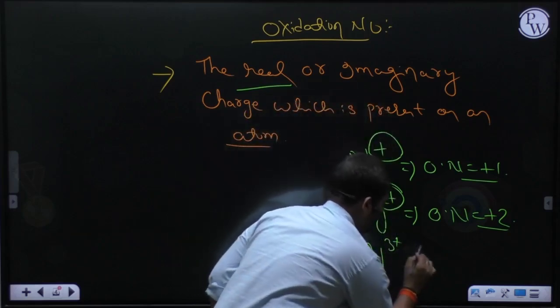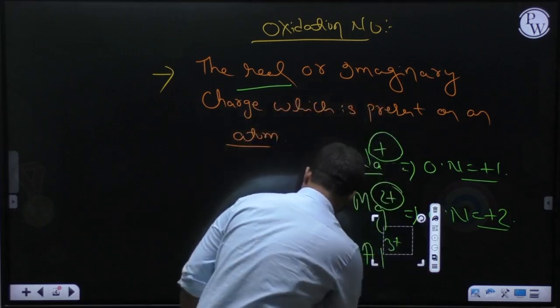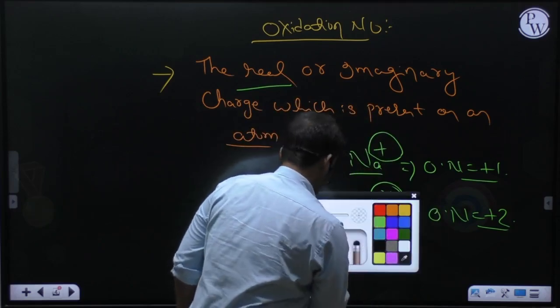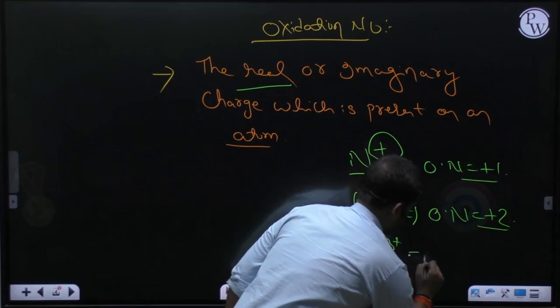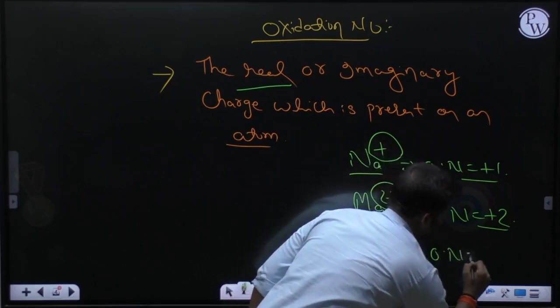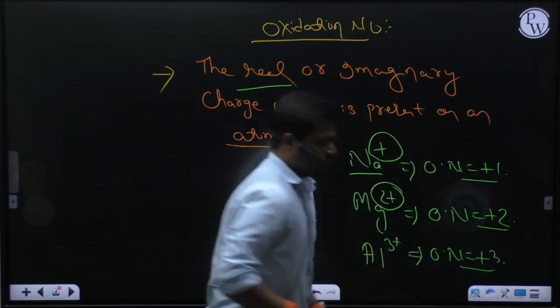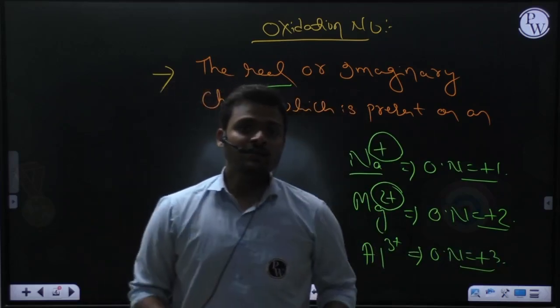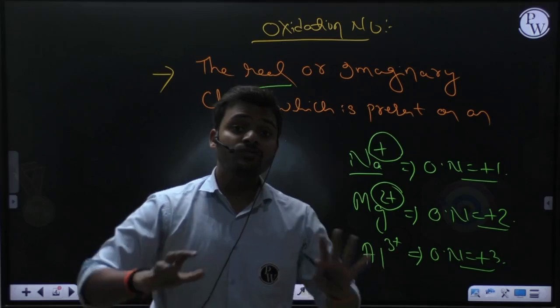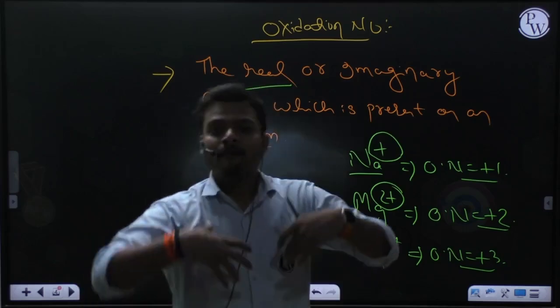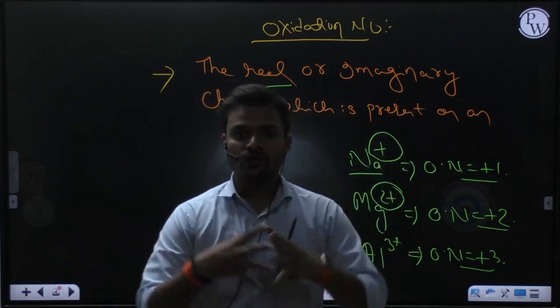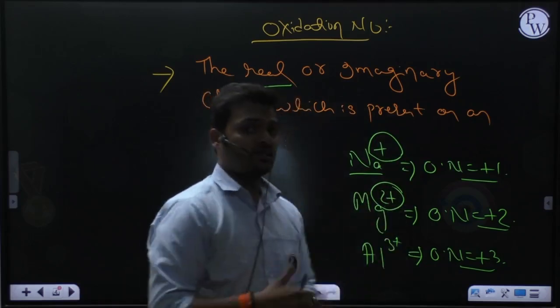The oxidation number is your +3 charge, right? So what I'm trying to say is, whatever charge is visible to the naked eye, that particular charge is what we call your oxidation number.